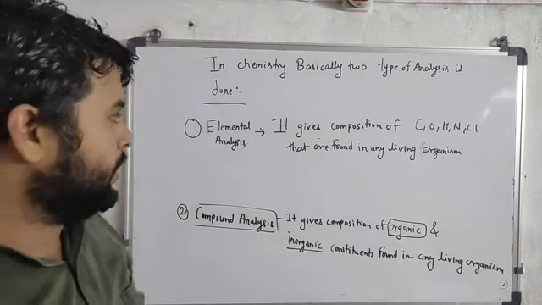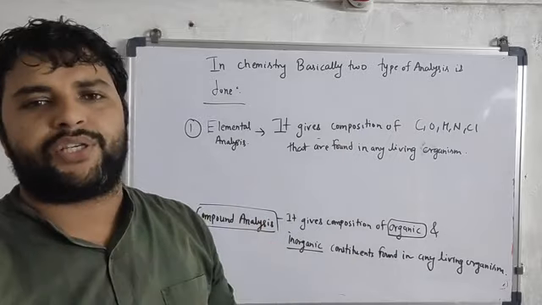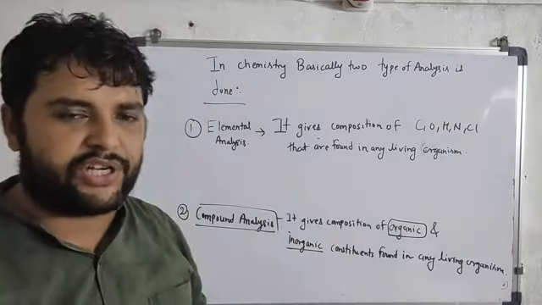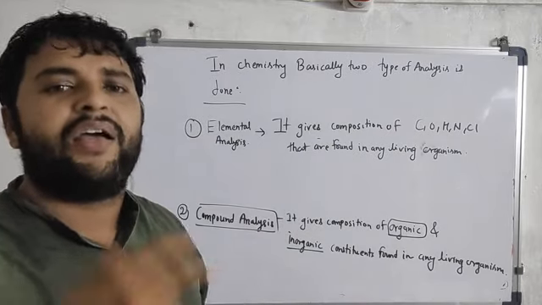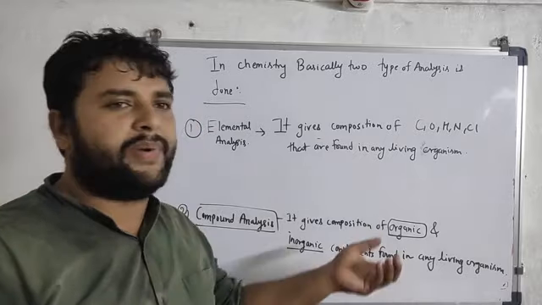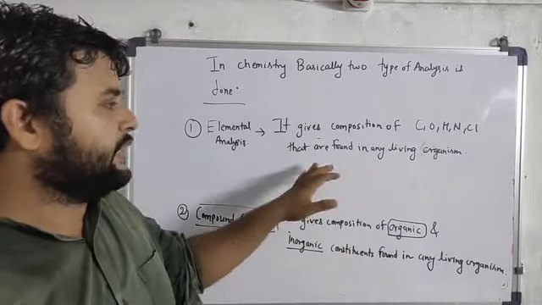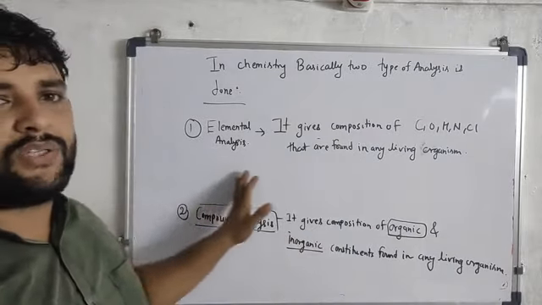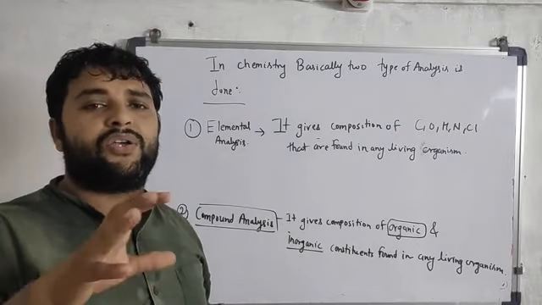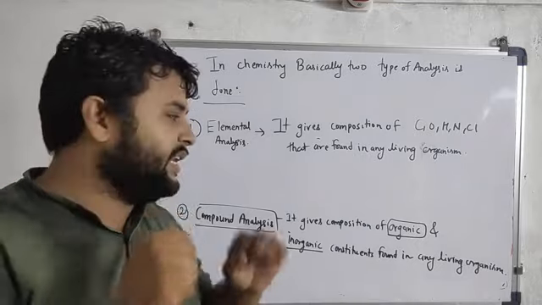As I told you in the starting section, this whole chapter, the biomolecules chapter, is concerned with the combination of two things, biology as well as chemistry. In chemistry there are two types of analysis. The first is elemental analysis and the second is compound analysis. Elemental analysis gives us an idea about the various elements present, for example carbon, oxygen, hydrogen, nitrogen, chlorine found in any living organism. In compound analysis we try to identify the types of organic and inorganic constituents found in a living organism.